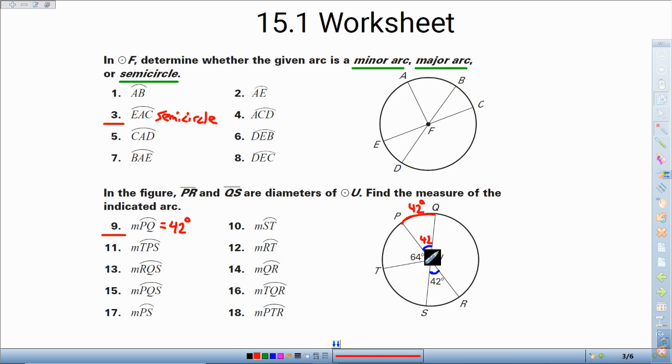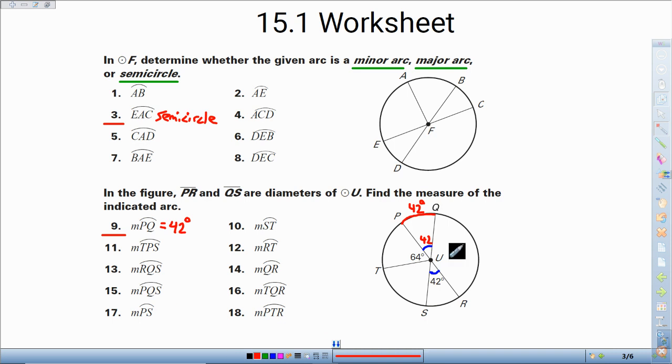I highly recommend as you go through this entire worksheet, whenever you get new information, put it onto your circle because I might need to know this arc is 42 for another problem down the line. Okay, but I'm going to leave that to you. Again, look out for the diameters cutting the thing into semicircles, 180 halves. That is a big way of getting some of these problems.